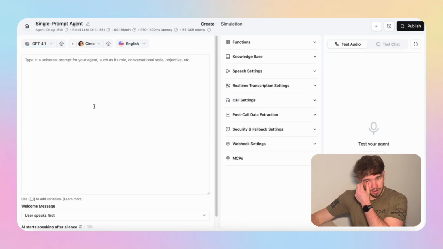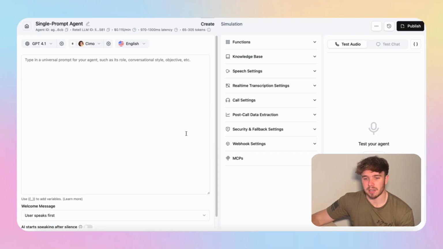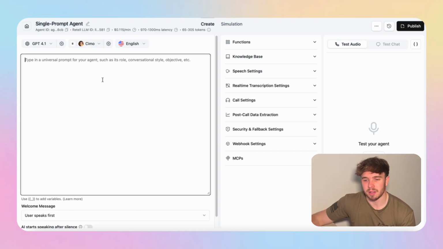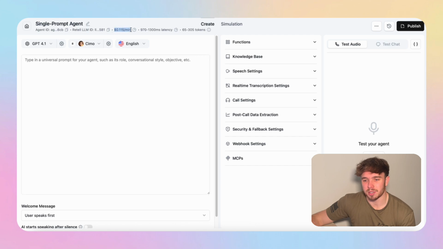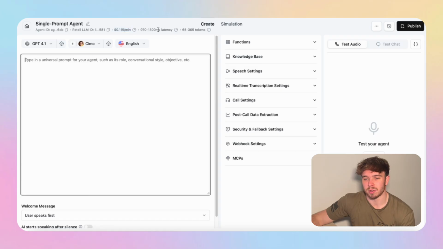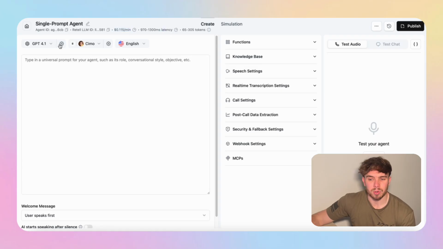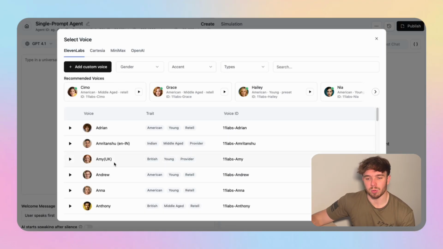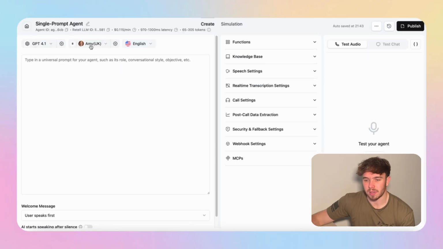So once you're on Retail AI and you've clicked your single prompt agent, you're presented with a screen like this. You can see at the top here, you've got your naming convention there, and you've also got the rate that it's going to be charged at. So every time someone's on the phone, it's going to cost 11 cents per minute. You've also got some latency tokens here as well. You've got the model which you're using. We're going to stick with GPT 4.1. You've got all the different voices you can use. These are pulled straight from 11 Labs. So for example, you've got Adrian here, who's American young, or we've got Amy, who's a British young. And because I'm British myself and we're going to target a British business, we're going to go for this lady. So once you're on the screen, you can click on Use Voice, and you'll see that changes at the top there.